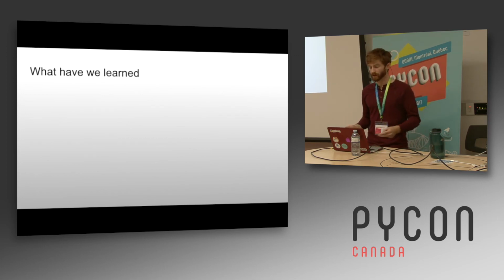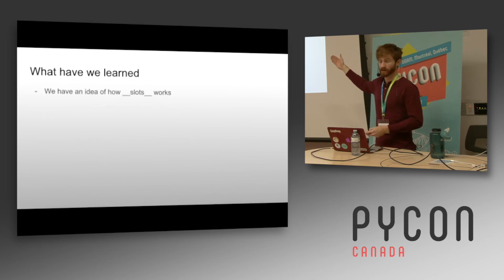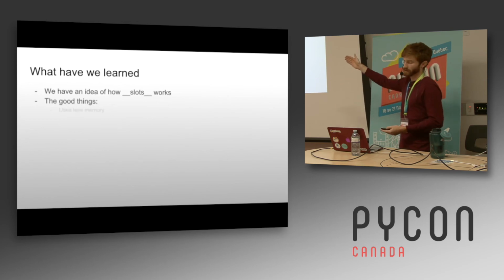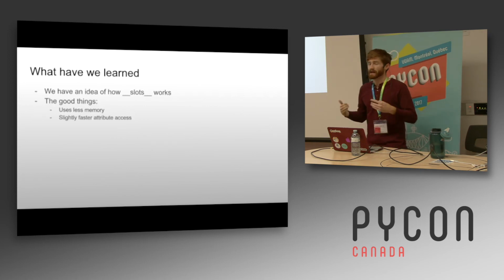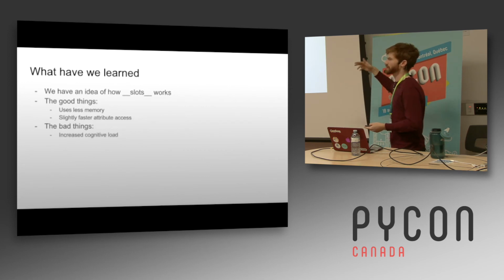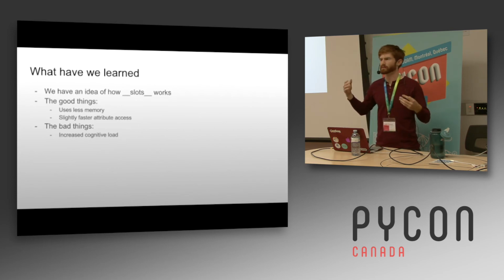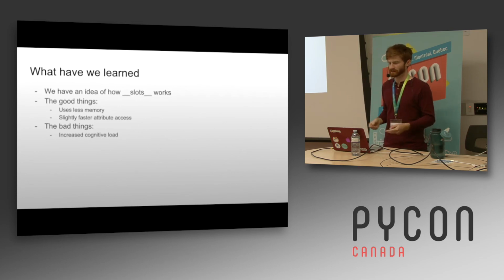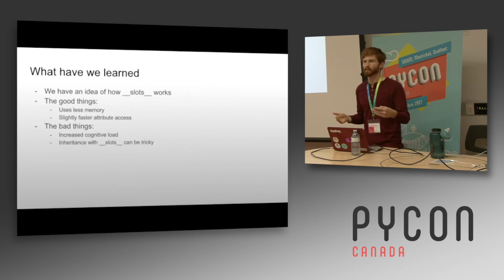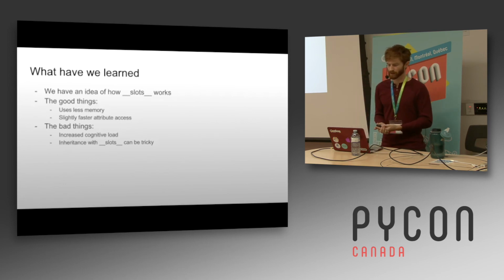Well, we hopefully have an idea of how DunderSlots works. We know that there are some good things about it, such as we can see that it improves memory usage. It makes attribute access slightly faster. There are also some less good things. For example, DunderSlots adds another thing to keep track of in your head. You have to remember what attributes are on each class, and you also have to remember to redeclare slots when you're inheriting from it. So inheritance can be sort of tricky.